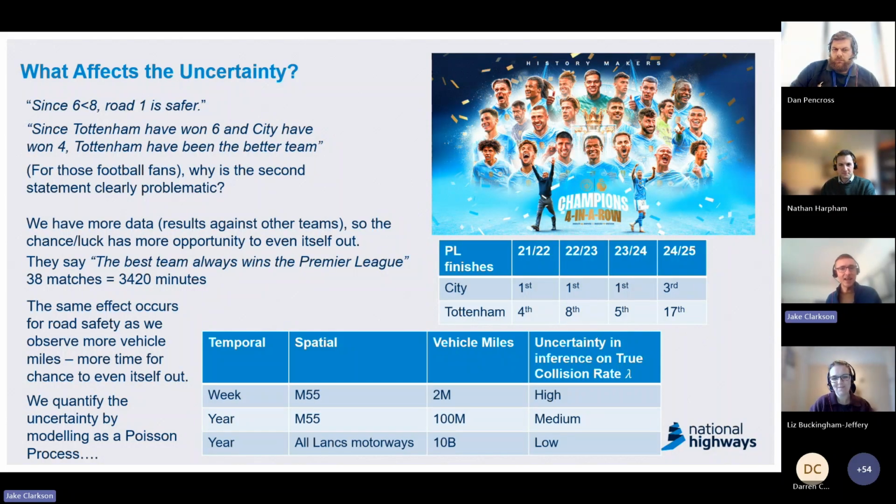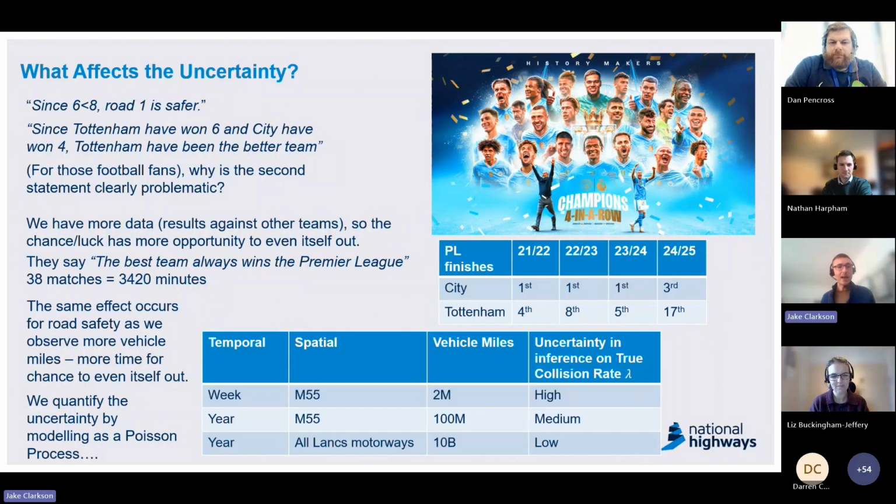The reason is that Manchester City won the league 3 times from 2021 to 2024, then came 3rd last year, whereas Tottenham did okay, but weren't really close to winning the league in the first 3 seasons, and then had an absolute stinker last year. So, in the football example, we've got more data. We've got the results against other teams. So that chance or luck, maybe injuries, crossbar hits, refereeing decisions, etc., has a lot of time to even itself out. They say that the best team always wins the Premier League. That's because it's played over 38 matches, almost 3,500 minutes.